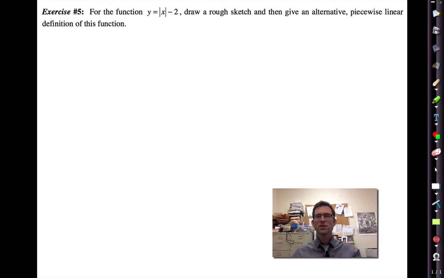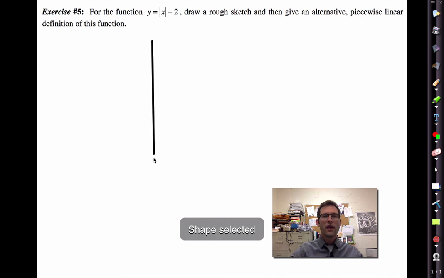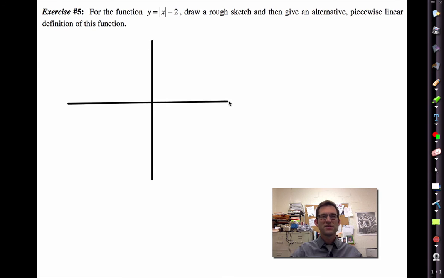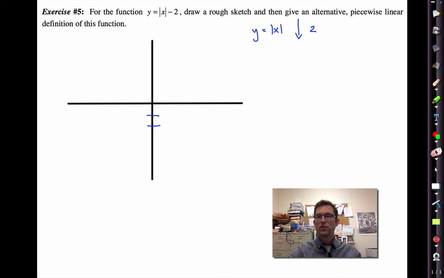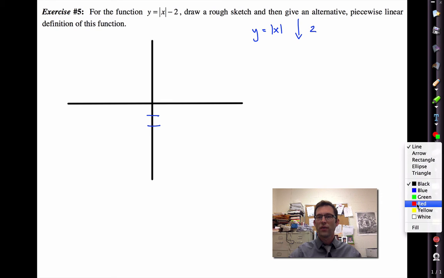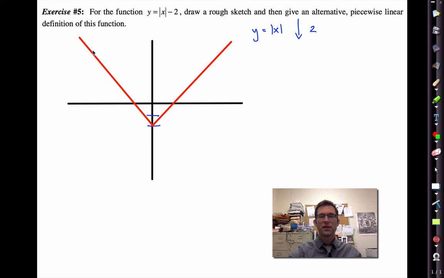All right, let's go through it. I'm going to take full advantage of the ability to draw lines here, and I'm going to draw some sets of axes. What I know is that this is simply a shift of y equals the absolute value of x down 2 units, right? There's no horizontal shift here. So I'm going to just do 2 units down, and then I think I'll draw my graph in red. Okay, something like that. And something like that.